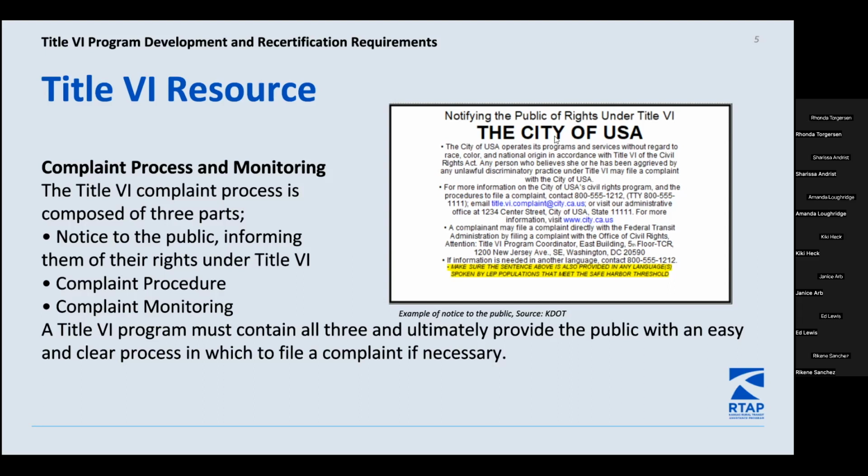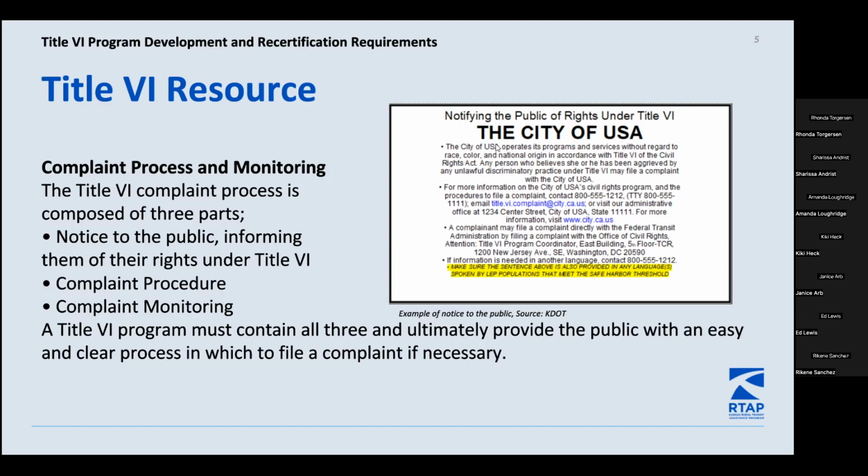Pictured here is the notice to the public that KDOT provides. And all an agency needs to do to fulfill this requirement is plug in the necessary information and make sure it's easily accessible to the public and available in languages identified during the 4-factor analysis, which we'll discuss a little bit later in this presentation.